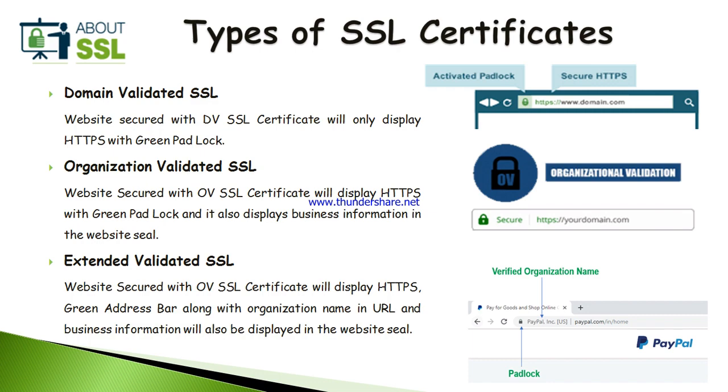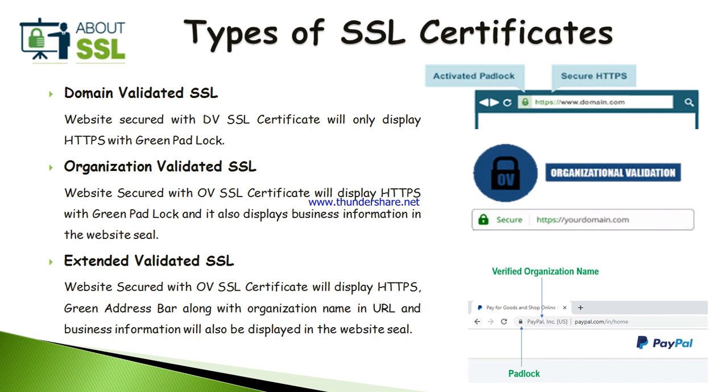Basically, there are three types of SSL certificates. The first is domain validated SSL. A website secured with a domain validated SSL certificate will only display HTTPS with a green padlock. You can see the image right next to it, and we can see here there is only a green padlock, which shows we have a secure HTTPS connection.